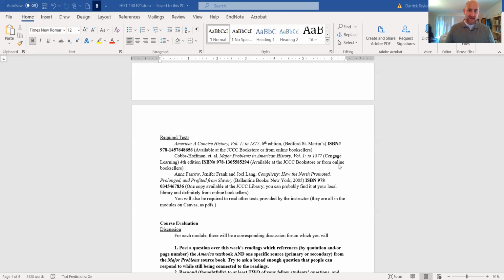This is the book Anne Farrow, Jennifer Frank, and Joel Lang wrote back in 2005 called Complicity: How the North Promoted, Prolonged, and Profited from Slavery. This is not an academic work. This is a popular book. All three of them are journalists, which I never thought I'd be assigning in my course.